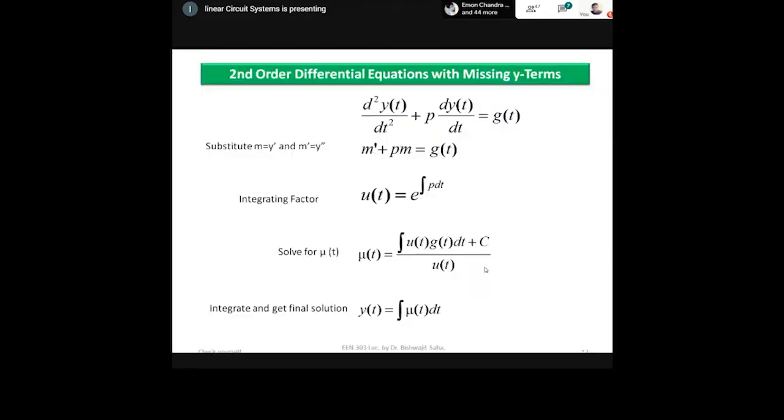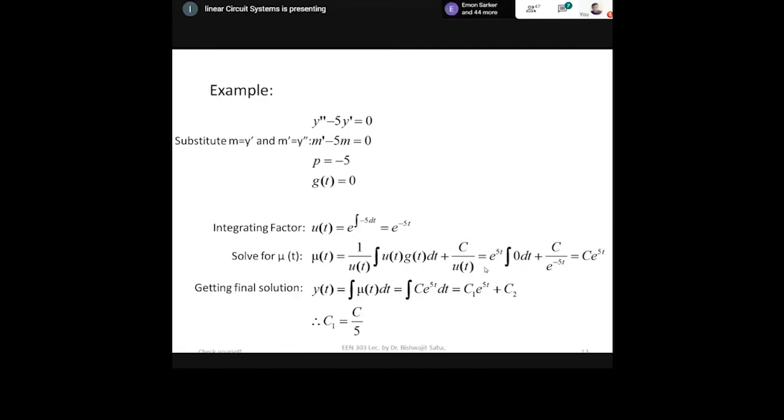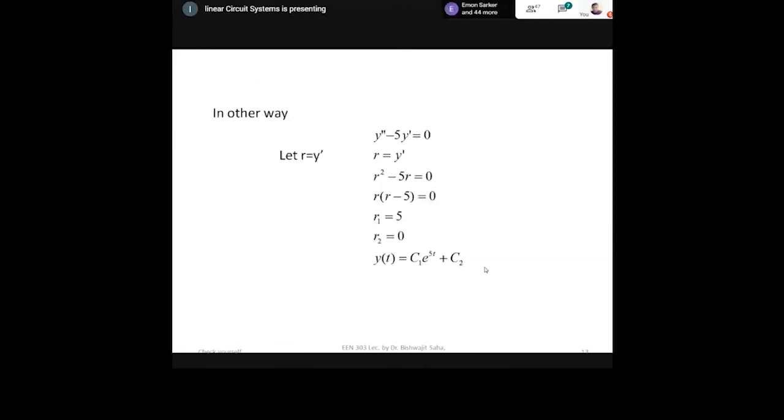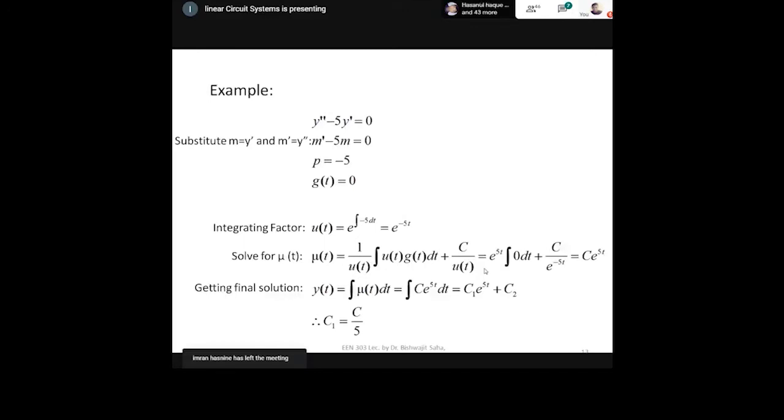Any question on this? Yes, sir. One question. On the previous slide, slide 13. Here we solve mu of t. Mu of t equals 1 divided by u of t, integration of u of t g of t dt, plus c. 1 divided by u of t equals, we know, e to the power 5t. Where is the value of u of t? Oh, right. Here only. So u of t is e to the power minus 5t.